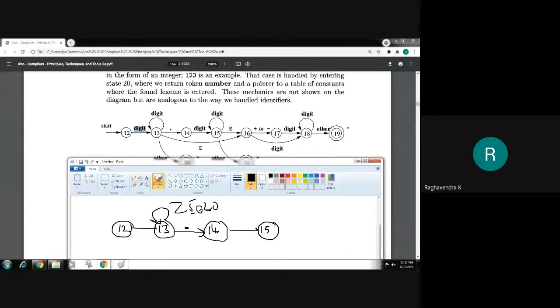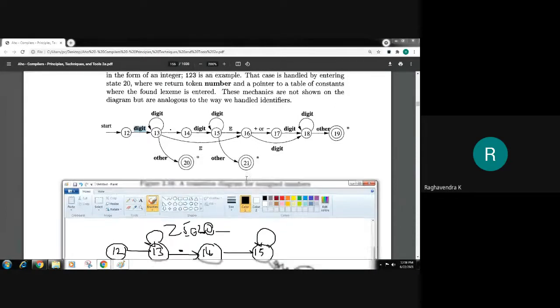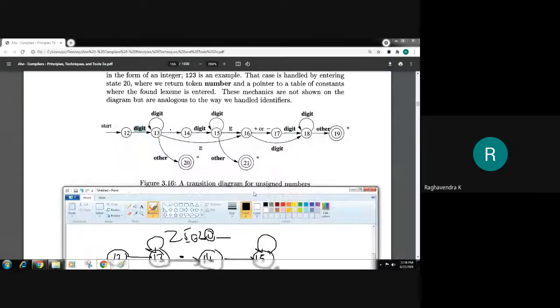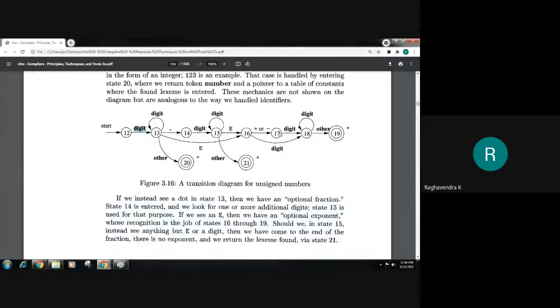This can be any number of digits. Then I have read a 0, so I will stay in state number 15 only. But after this, I have read nothing, so there is a space. I have read other, which is not a part of number, which leads to our accepting state again, which is 21. What if I see a number like 25.50e+2, something like this? You can trace this out. This transition diagram is going to work for that as well.